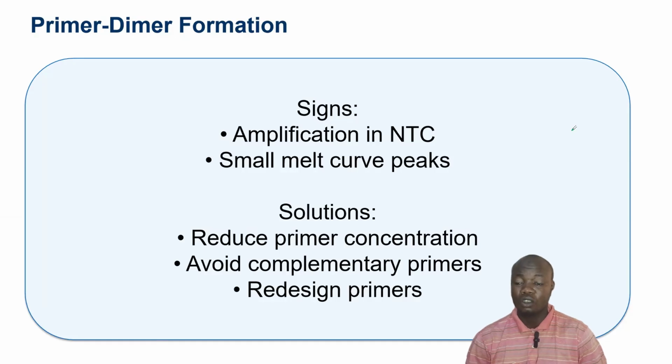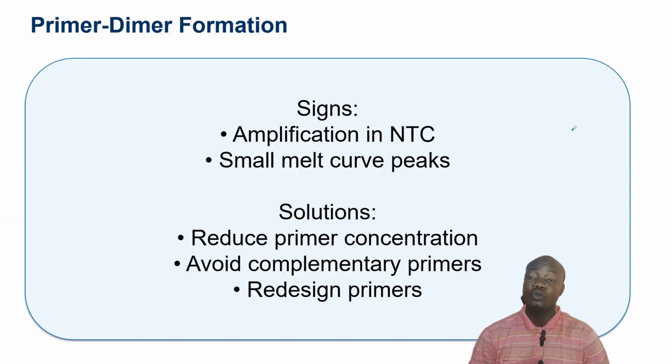So what are the solutions for this primer dimer formation? Number one is to reduce the primer concentration. If you reduce the concentration of the primer, then there is a likelihood that you are not going to have primer dimer formation. And then number two, avoid complementary primers. It is very important. When you say complementary primers, if you have primers with a lot of AAA, a lot of TTTT, it may probably lead to primer dimer formation.